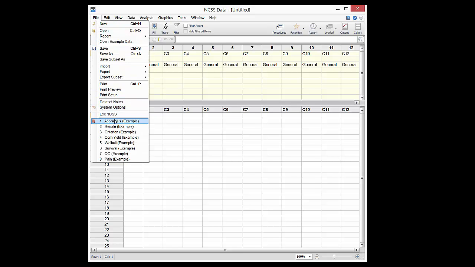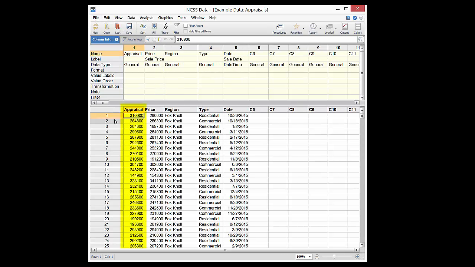A typical data set for a ratio study has a column of appraised values and a corresponding column of known sale prices. In NCSS, a column of ratios could be used instead, but we will use a two-column data set in this example. In this example data set, there are 748 properties from 5 neighborhoods. The column identifying the neighborhood is called region.